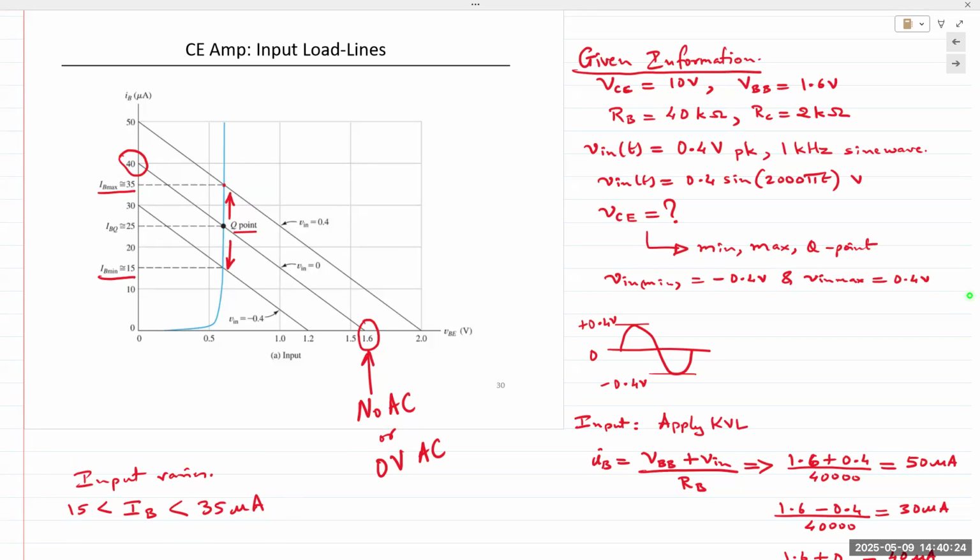Let's take a pause. Let me know if you have any questions. Yes. You're talking about the Q point? Yeah, the Q point is approximately 0.6. Even if you try to find it graphically, it'd be kind of an inaccurate value.